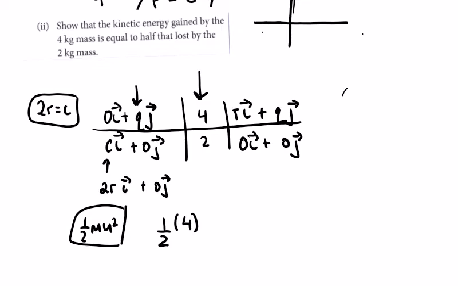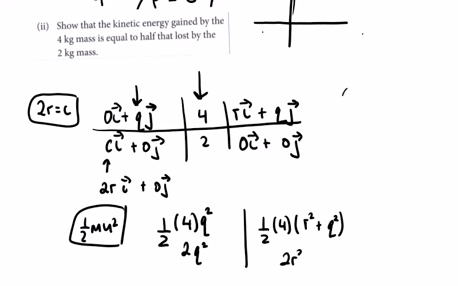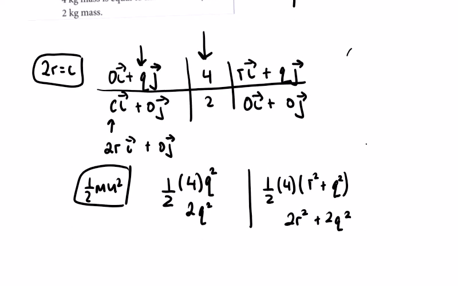We just have our Q, square root of Q squared to be squared, so it's just going to give me a Q squared. So we're going to get 2Q squared. After, for the 4, we're going to get a half by 4 by the square root of R squared plus Q squared to be squared. So it's going to be 2R squared plus 2Q squared. This is going to help us. The second one, we have a half times 2 times 2R to be squared, C squared, which would be 2R to be squared, which is going to be 4R squared.